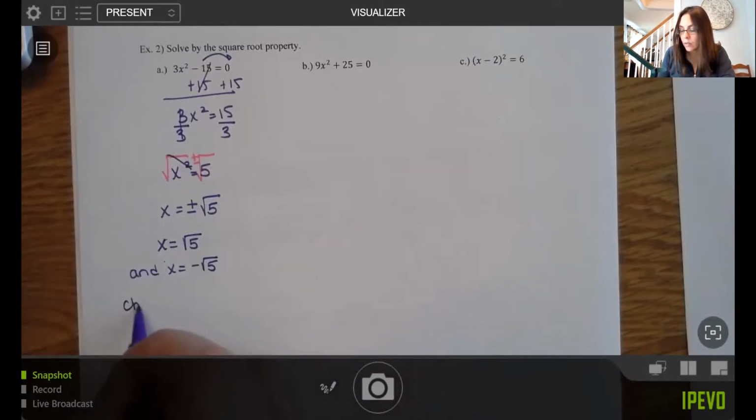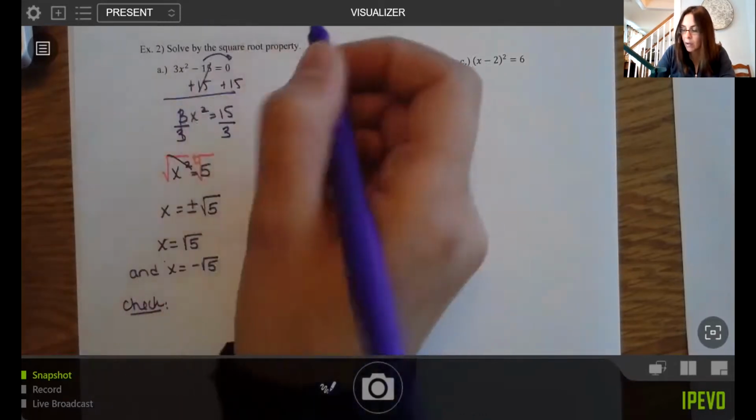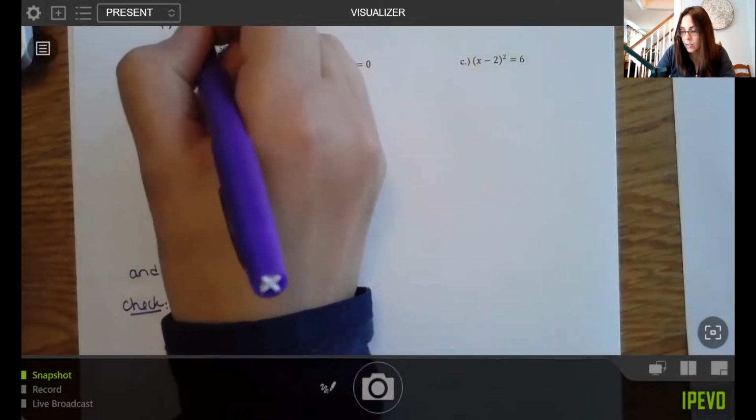And of course, you can still do that same check. I forgot to add it in the steps here. Guess we'll just add it in below. You can always check your answer.